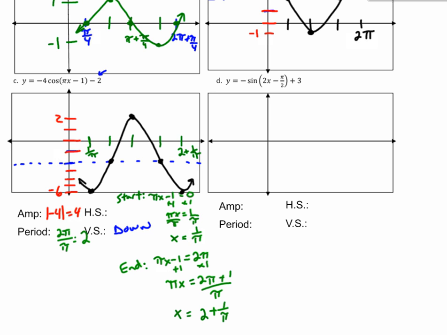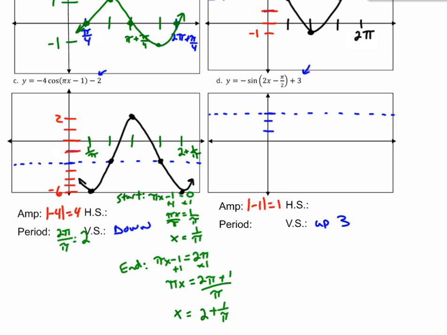Part D, I'm going to go through and do those same things. So I want a vertical shift. That's a +3, so that's up 3. So my new midline is going to be up 3, which is here. Then I'm going to do an amplitude. So the amplitude is absolute value of -1, which is 1.